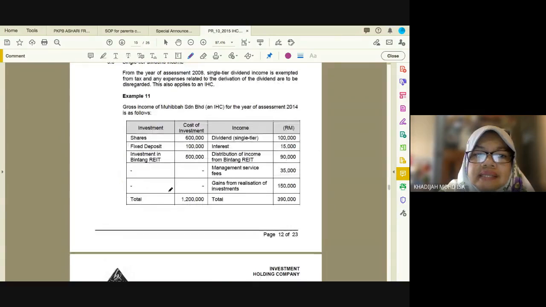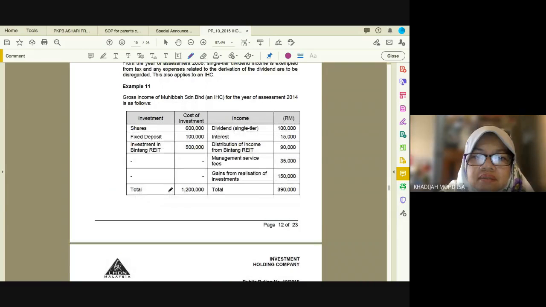So we have here an example: investment in shares. You invest in shares. So look at the difference. The investment here, the shares, fixed deposit, investment is the source of income. Right? What is the income source? Shares. The income source is fixed deposit, and the income source from investment in REITs.